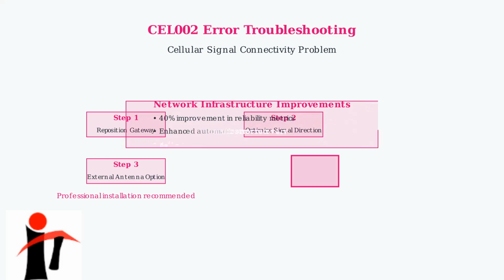T-Mobile has been actively improving their network infrastructure, with recent gateway models featuring better error handling and automatic recovery protocols. These improvements have significantly reduced error frequencies across all 3 error types.